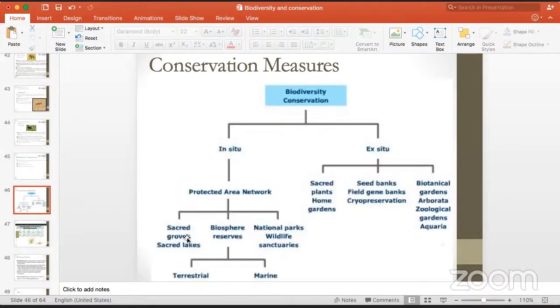So therefore, on a local level, so this was international, national, state, and this is on a local level. So on a local level, they are contributing to biodiversity conservation. Is that clear? The case of biosphere reserves, again, is that they can be of two types. Even national parks can be of two types. They can be terrestrial or they can be marine.